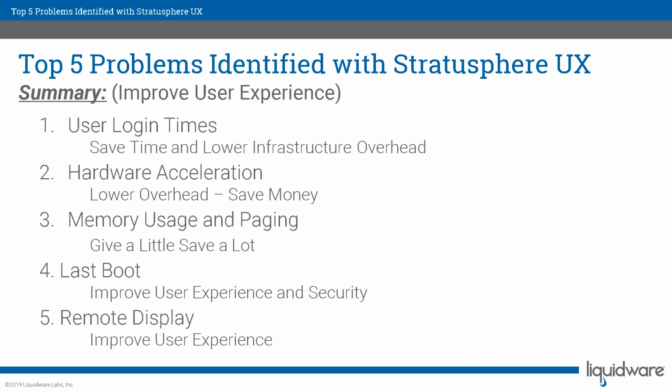Then number 1, again, top because everybody understands login times. This saves time and lowers infrastructure overhead. And it's kind of a weird statement, lowers infrastructure overhead. When I optimize that login time and cut it down from 2 minutes down to 30 seconds, I cut out a lot of CPU actually. I cut out a lot of networking traffic. Things that were going bad.